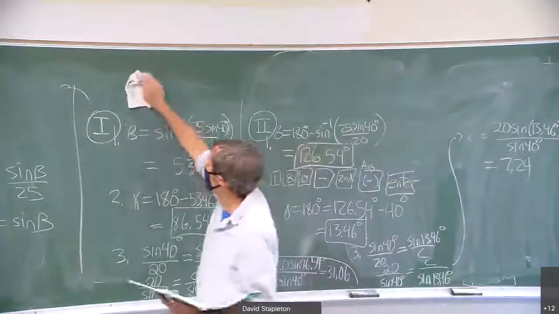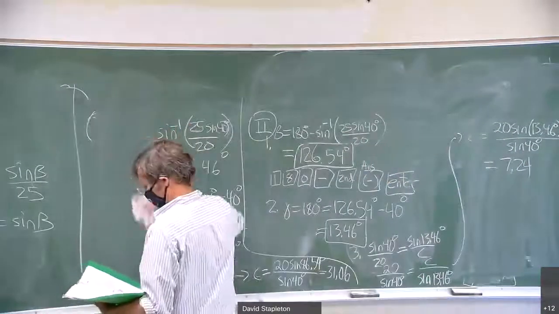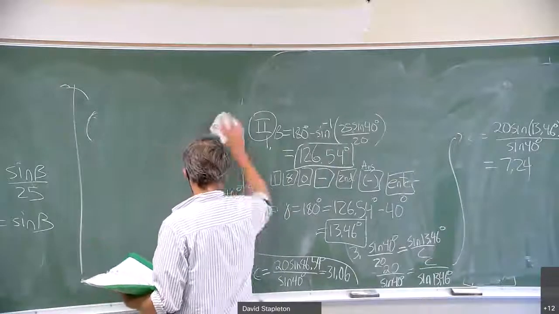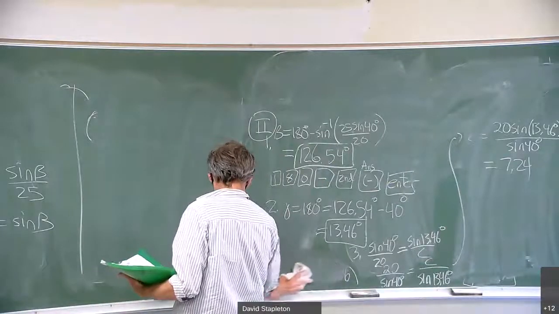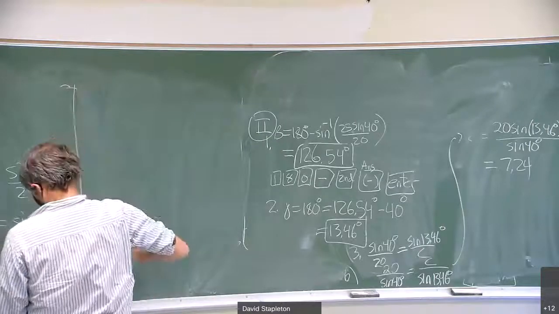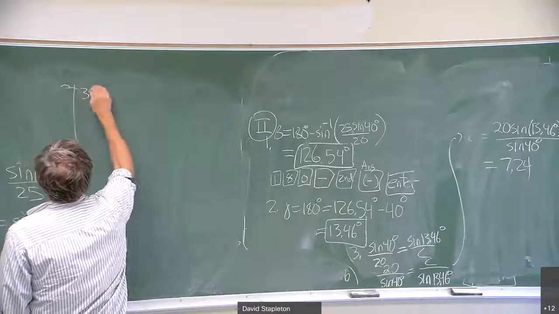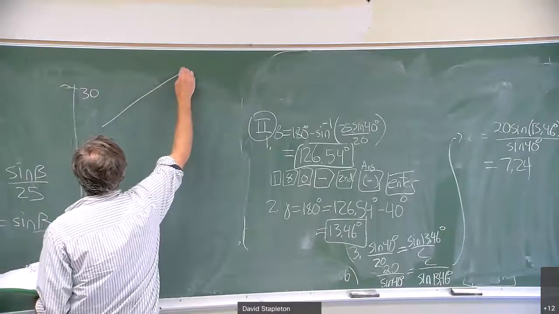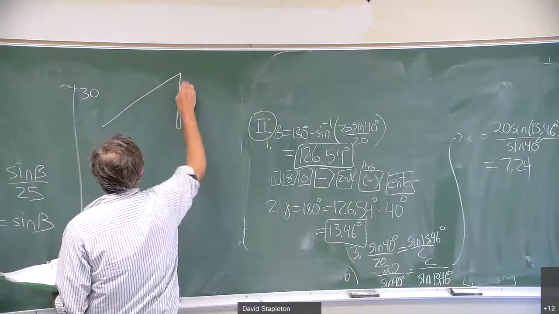Go back here. Let's look at number 30. We said before, this is a classic problem. We'll just do another one like it here. Suppose you have two observers looking up at a tall tower here.